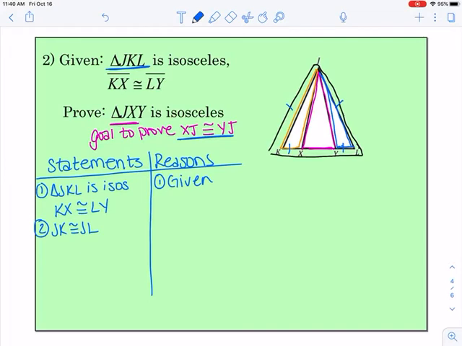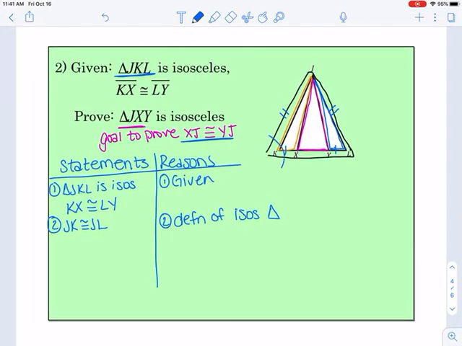And again, that's because of the definition of an isosceles triangle. Okay, definition of an isosceles triangle. Again, you have two sides that are congruent. And let me use two hash marks on those because I already used one hash mark on the bottom. Okay, now that I know that those two sides are congruent, though, I can also tell you that angle K and angle L are going to be congruent.